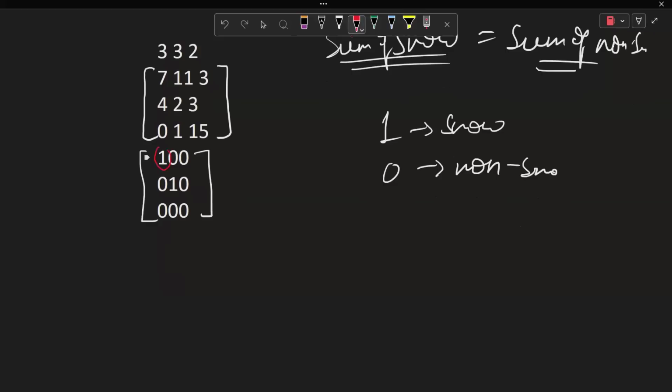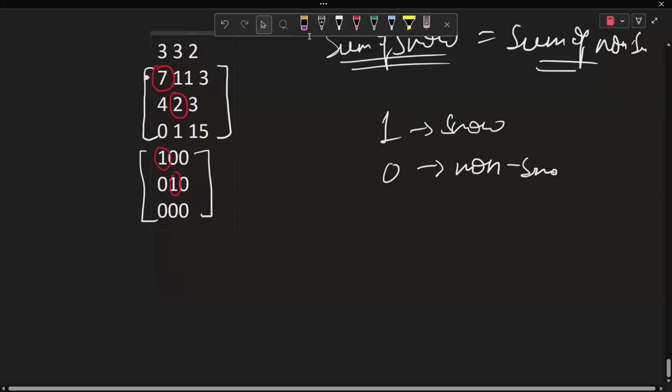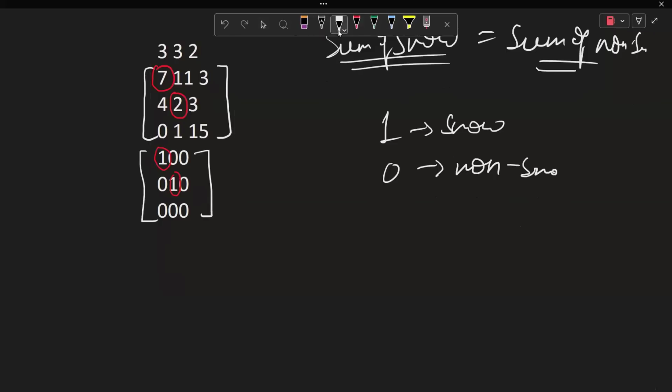So this position is a snowy mountain. It means this is a snowy mountain, and this is a snowy mountain. Now all the remaining are non-snowy mountains. So what you want to do is make the sum of snowy equal to the sum of non-snowy.